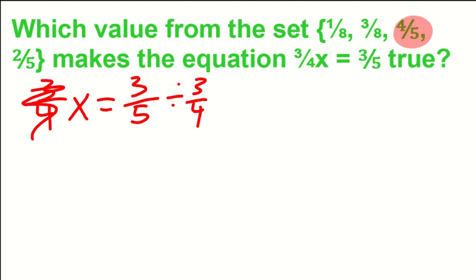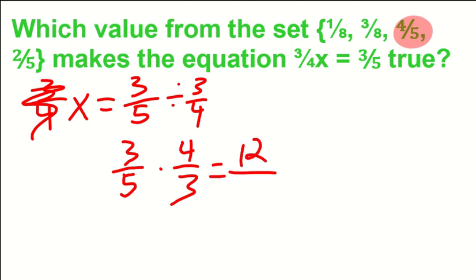What do we do when we divide with fractions? Keep, change, flip. So we got 3/5 times 4/3. 3 times 4 is 12. 3 times 5 is 15. 3 goes into both of those, so when you simplify, you got 4/5. That'd be our answer.